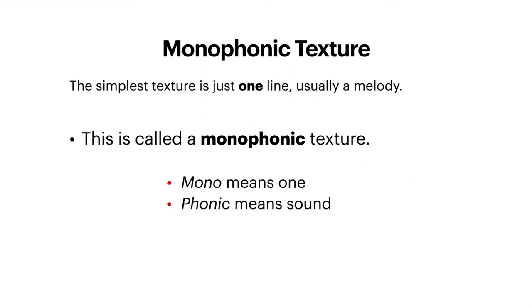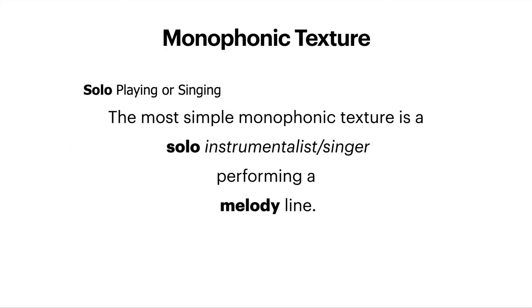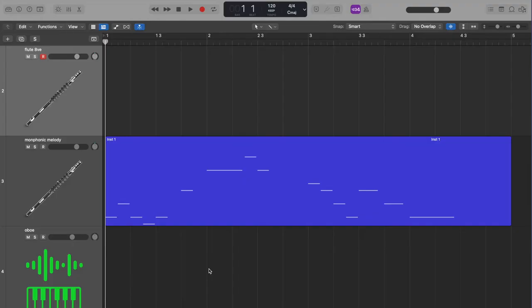The simplest texture is called a monophonic texture. Mono means one, phonic means sound, so that means it's only got one sound. Typically, either solo singing or solo playing. For these examples, we're going to use a simple little two-bar melody that I made up, and it sounds like this. So that is the simple melody, one line only, being played on a sample of a flute.